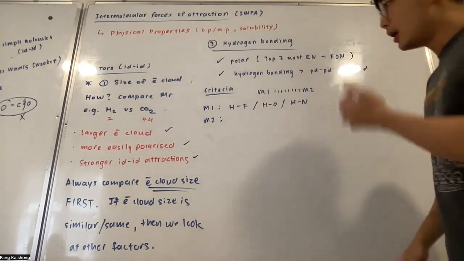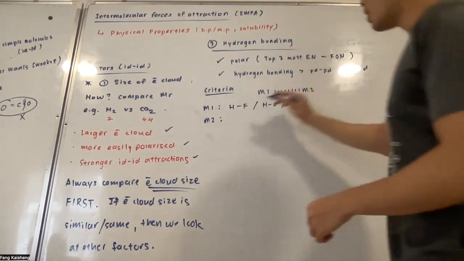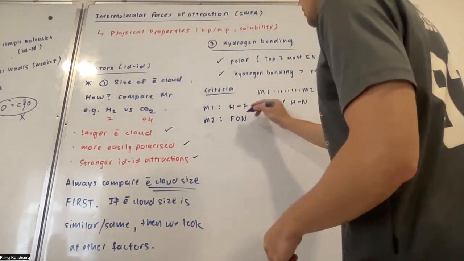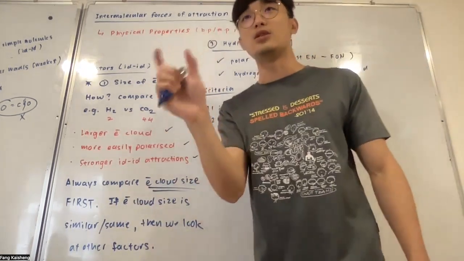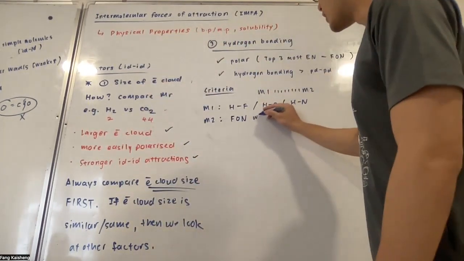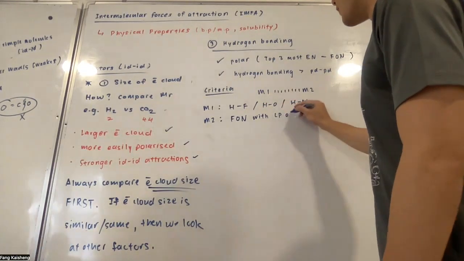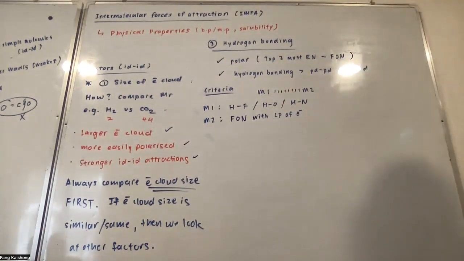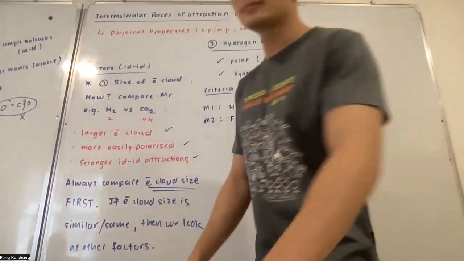How about the second molecule? The other molecule must also have FON. You can think of FON as the key to enter this club. It's the password. FON must contain a lone pair of electrons, which they usually do. Later you'll look at examples that I'll show you.